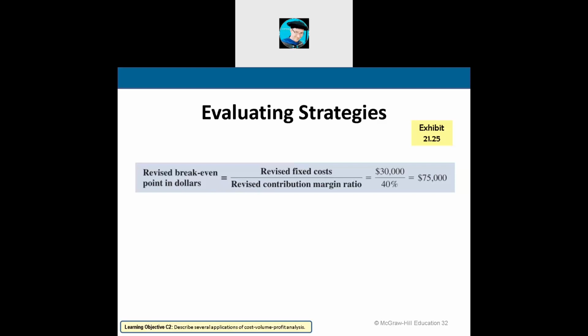Revised fixed costs in this example, 30,000. Our revised contribution margin ratio is 40,000. So to find the new break even in terms of sales dollars, we'll take the new fixed cost divided by the new contribution margin ratio.